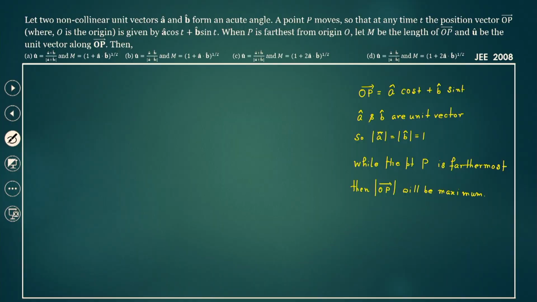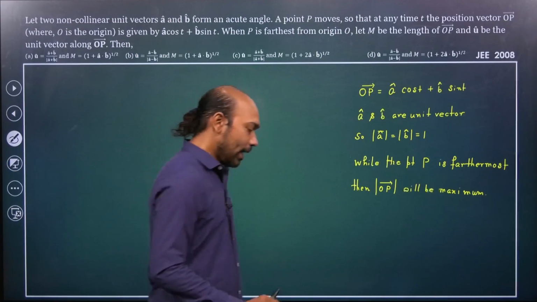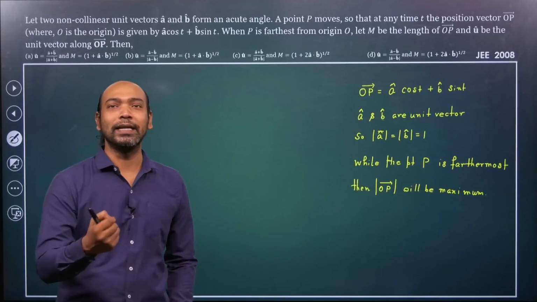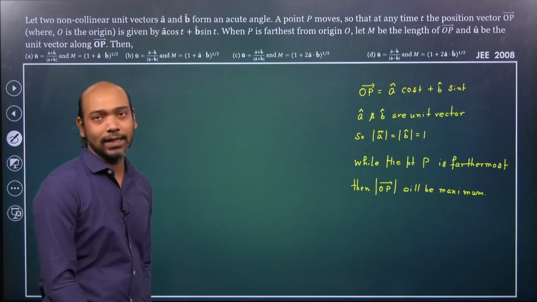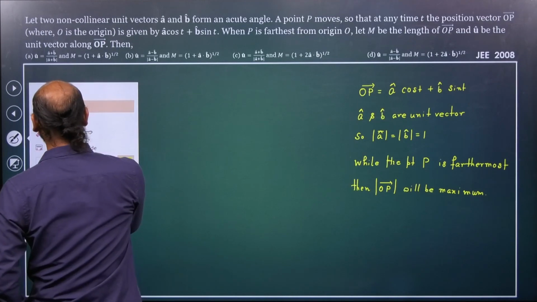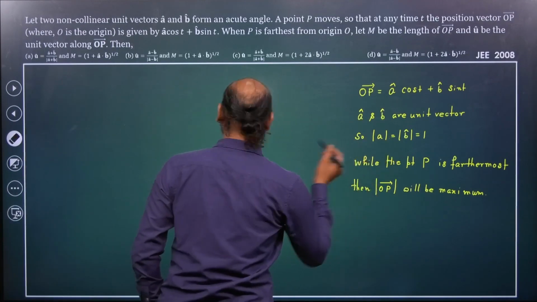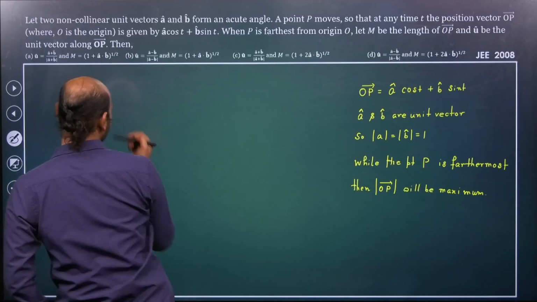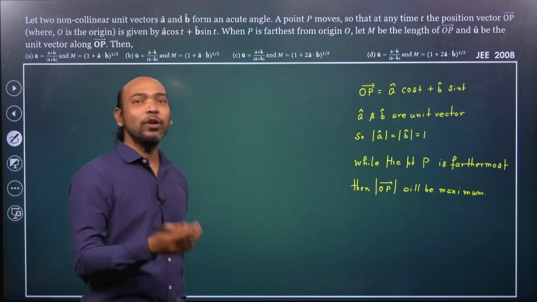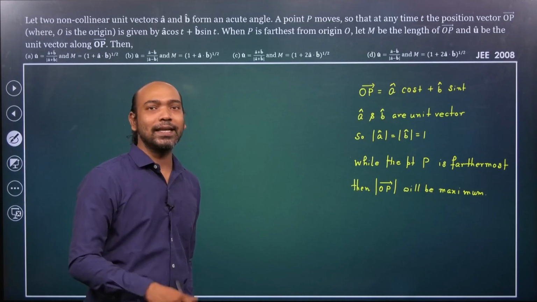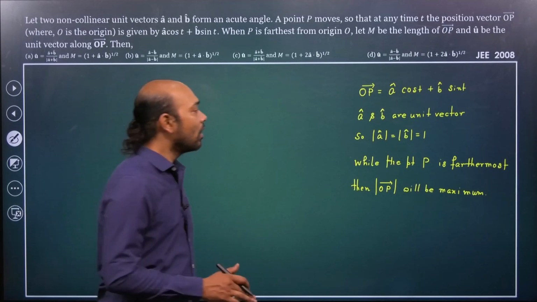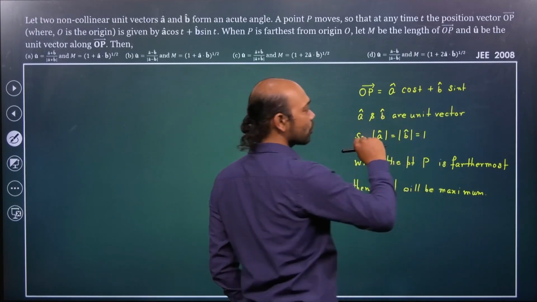Now let us go ahead and calculate mod of OP. How do we calculate mod of OP? We can't say that it's equal to cos squared t plus sin squared t. Why? Because that definition of calculating the mod applies only in certain cases, like when the vectors are perpendicular. In this problem, nothing is mentioned about A and B, whether they are collinear, perpendicular or not. We don't know anything, so we cannot say the mod of OP is cos squared t plus sin squared t.